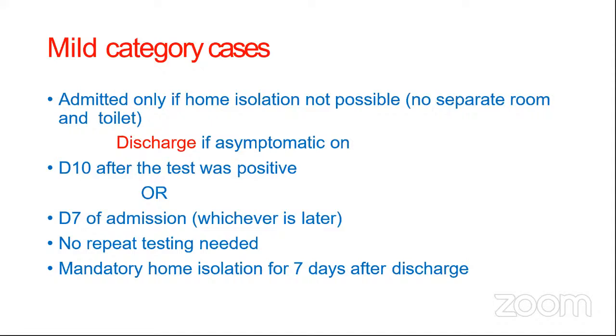Such cases, if they are admitted, would have to be discharged after day 10 of being asymptomatic or the test being positive, and day 7 of admission, whichever is later. Again, here, no repeat testing would be needed. However, mandatory home isolation and monitoring of the patient should continue even after discharge.